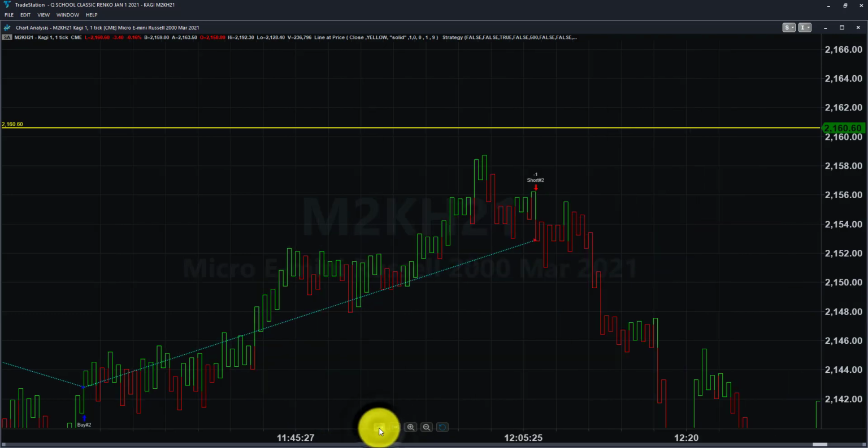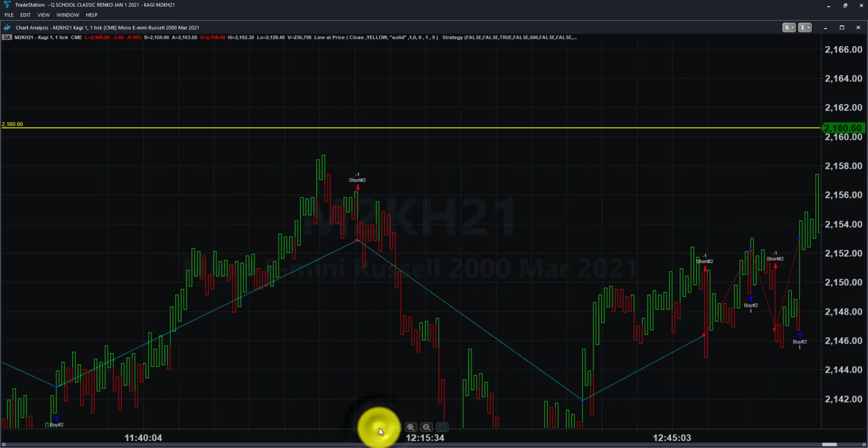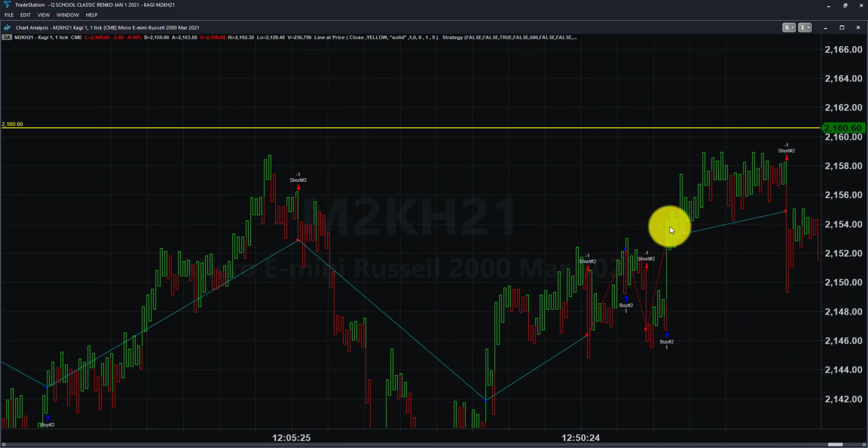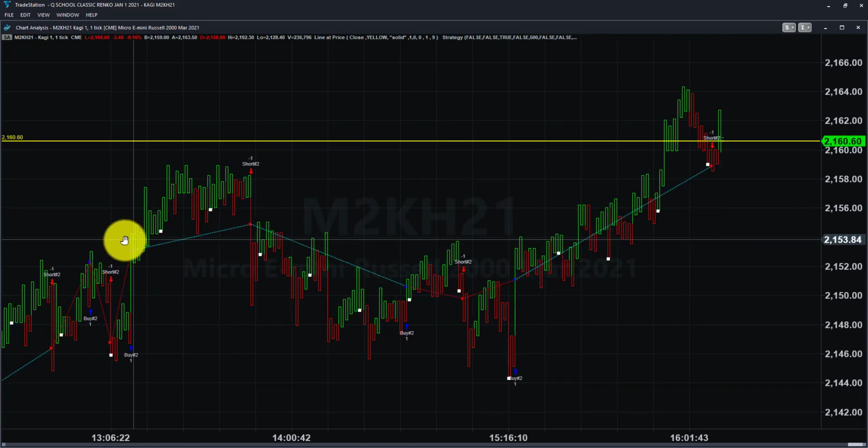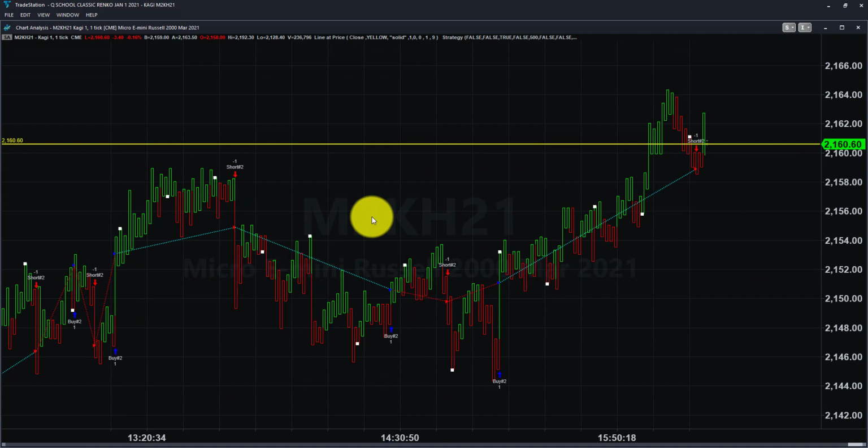But bottom line here is we have a strategy that is going to read and interpret the price action for us so that we then can act accordingly.